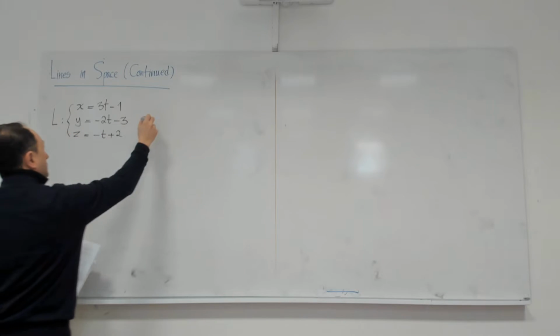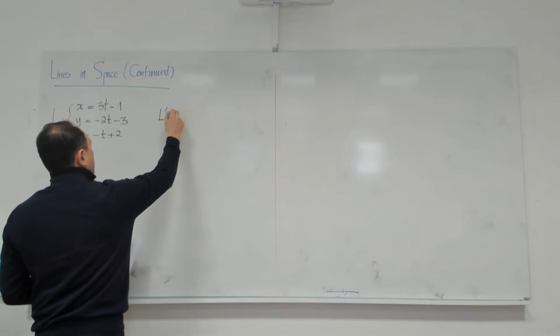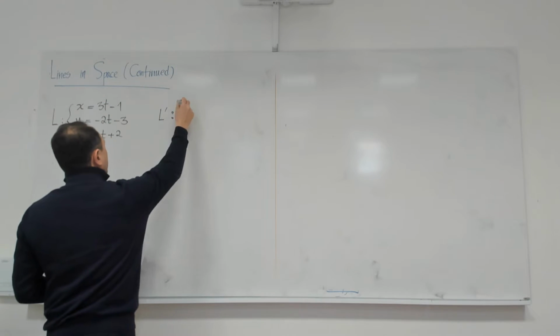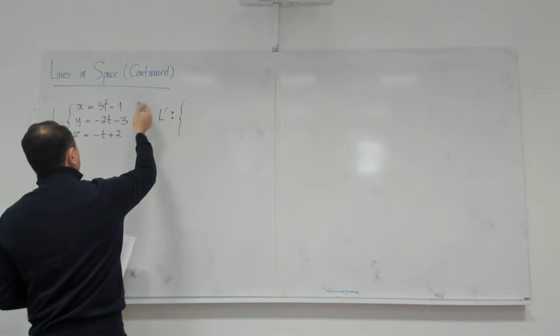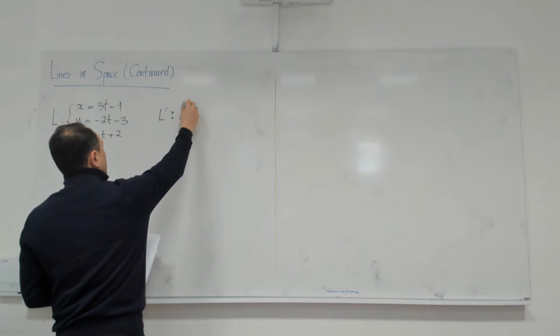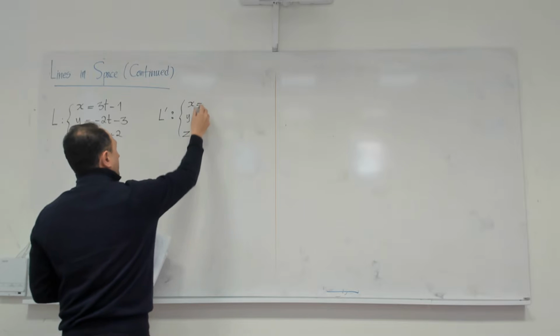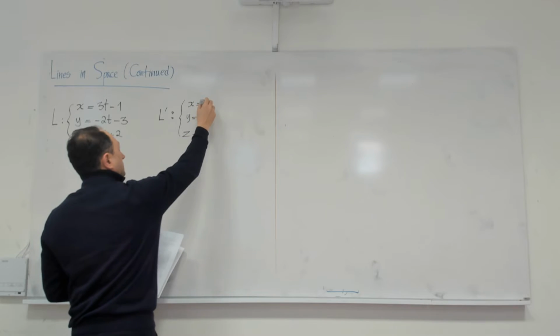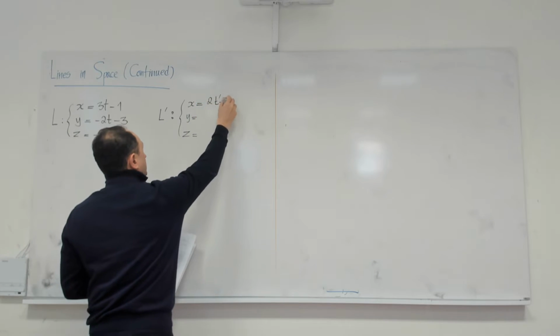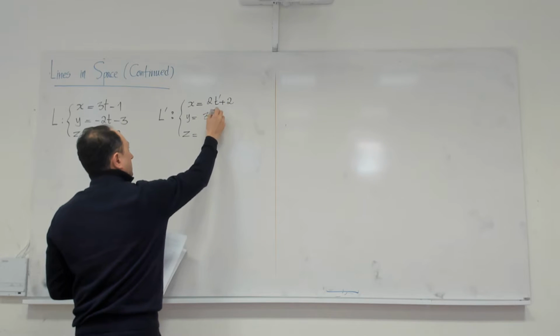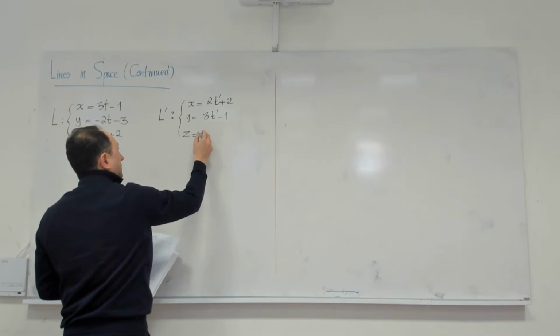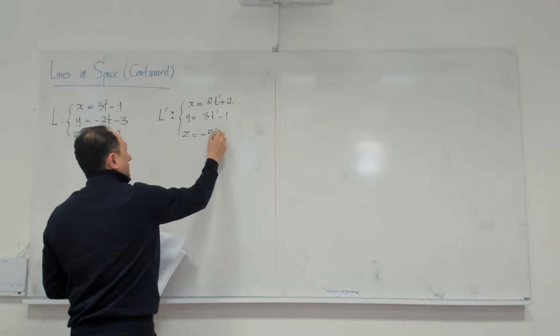This was L, and I told you, do you remember, I wrote first L prime with t again, but we discussed that if we have two lines in the same problem, it's better to start the next one with t prime. So can you read it for me? x is 2t prime plus 2, y is 3t prime minus 1, and then z is minus 5t prime plus 1.